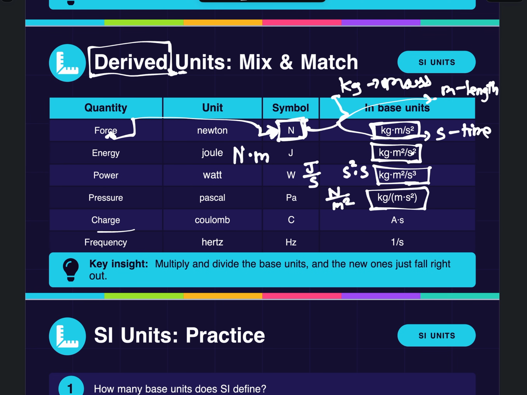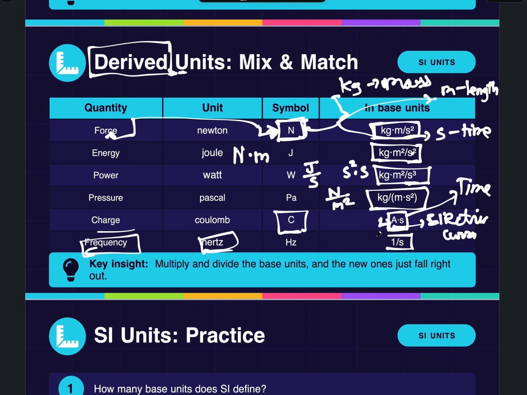Okay, charge is a coulomb, which doesn't use newtons. It's one of the few derived units that doesn't use newtons as a base. It uses amperes times seconds, which, if you remember, was for electric current, and seconds was for time. Okay, and then hertz, or frequency, is measured using 1 over second, which is just a hertz. So there's no really combination here. It's just you take one unit and you do 1 over that unit. So it's a bit different from the regular unit itself.